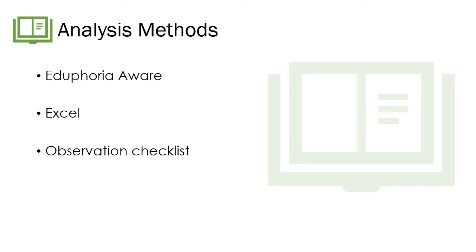Eduphoria Aware was used to compare previous year's data to this year's data on student scores and to see improvements. Excel was also used to help compile that data, and the teacher-made observation checklist was used throughout the Action Research project.